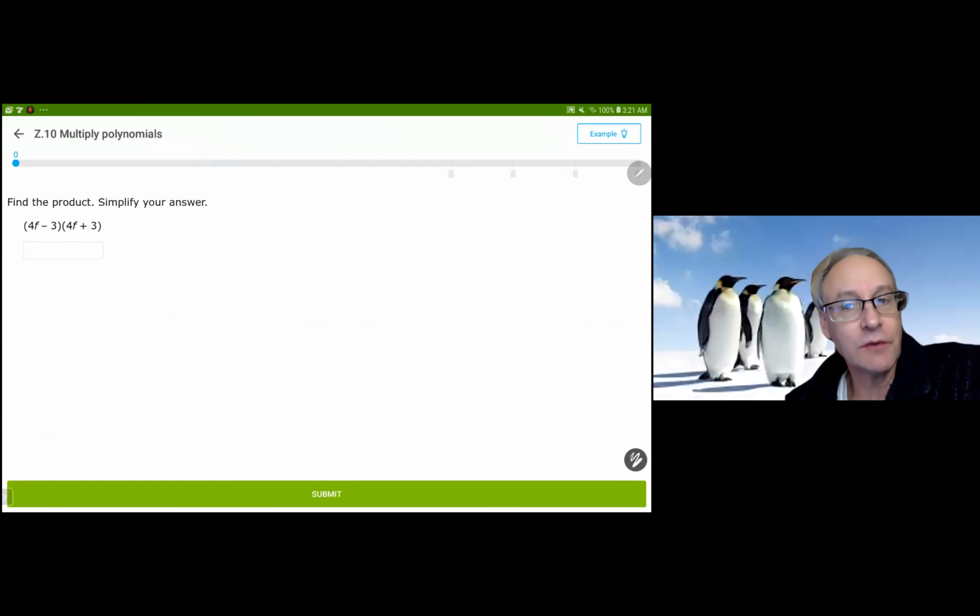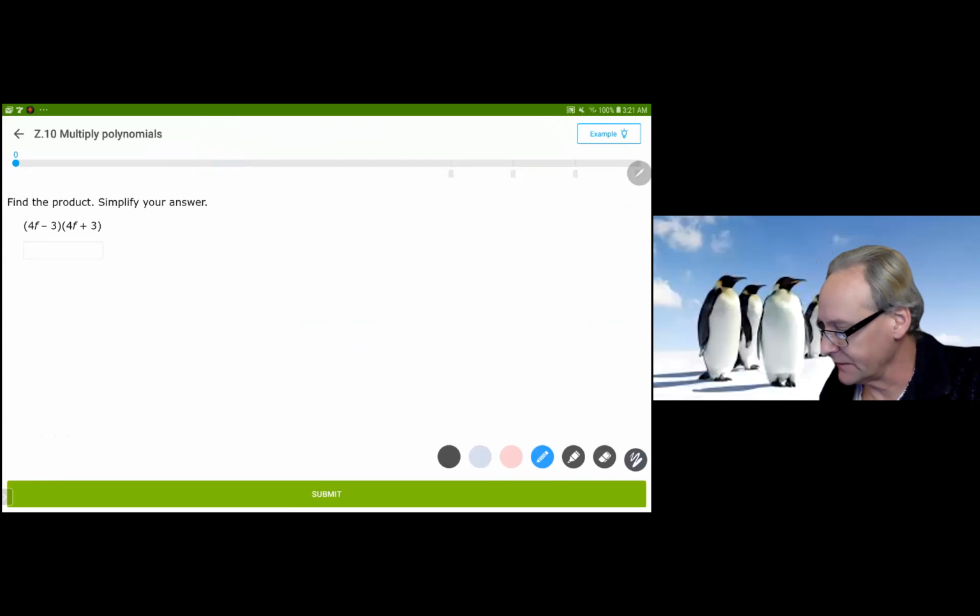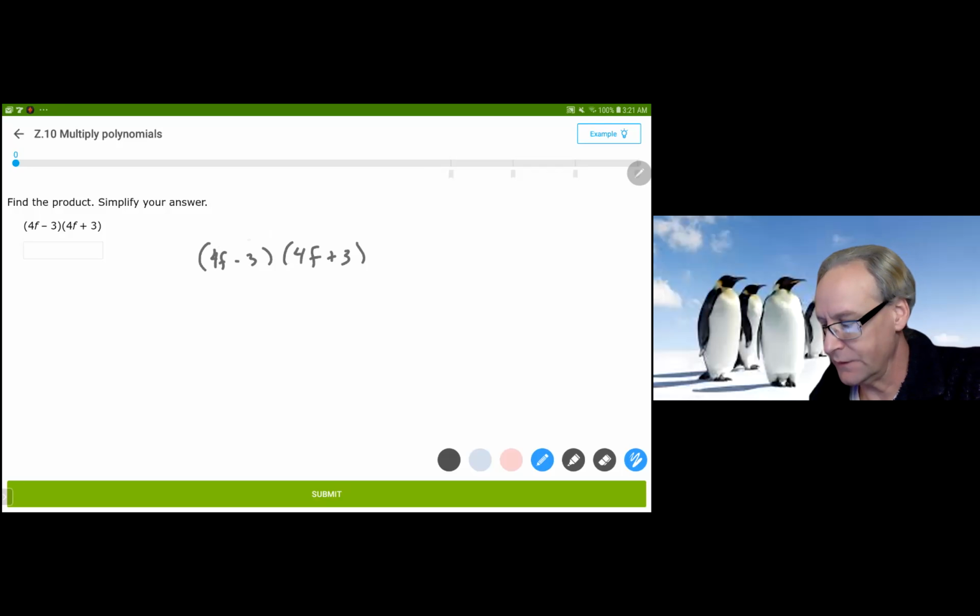So we've got some binomials here, and this is a special case. This is an a minus b times a plus b, which is going to be a difference of squares. We know that because the two middle terms are going to cancel out. Here's what's going to happen. We take 4f minus 3 times 4f plus 3. And just notice that we've got a negative 12f and a positive 12f as our two middle terms.